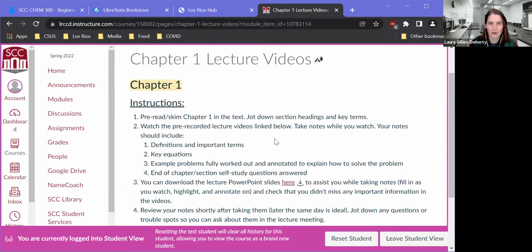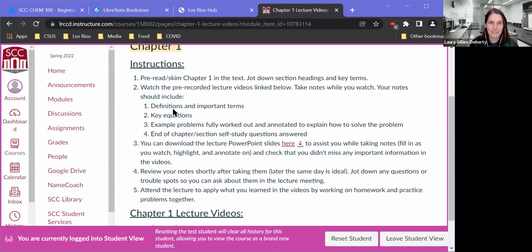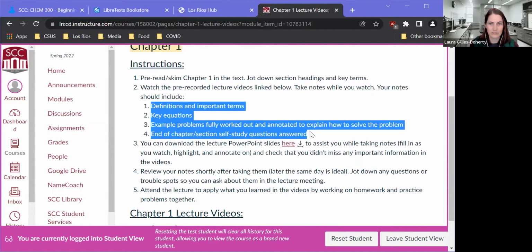So here for Chapter 1, it says to pre-read or skim Chapter 1 in the online text and jot down section headings and key terms. And then you'll watch the pre-recorded lecture video. That's this. So if you're here, you're in the right spot. And make sure you take notes while you watch. Your class notes are going to be graded in this course, so take notes as you watch the videos. And I give you some hints about what your notes should include to be good notes.